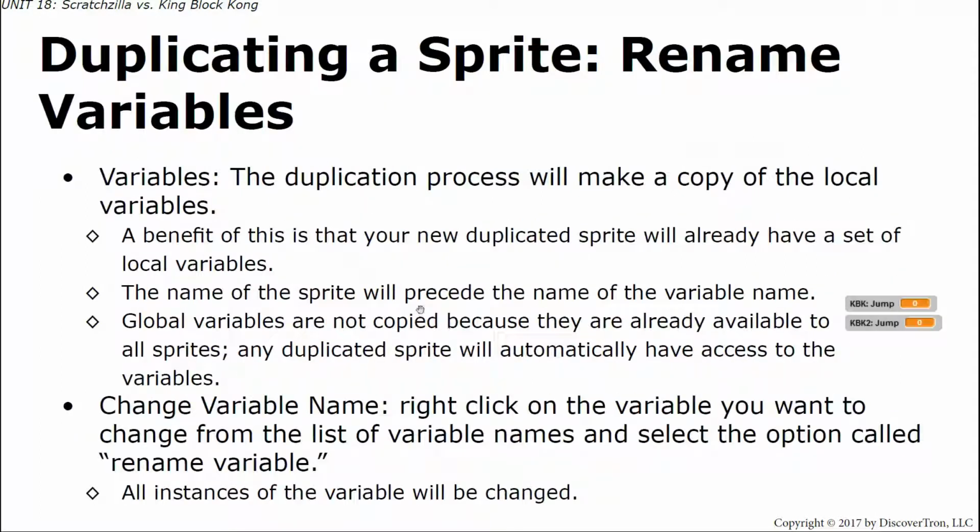Next, I'm going to go back through this part right here where we're talking about renaming the variables when we duplicate. So when we duplicate, local variables, as you know, get duplicated and they get renamed to the actual sprite that you just created through the duplication process. Global variables are not duplicated. Okay, so global variables do not duplicate since they're already global. To change the variable, you just right click on the variable name inside the list. Let me pull up Scratch here.